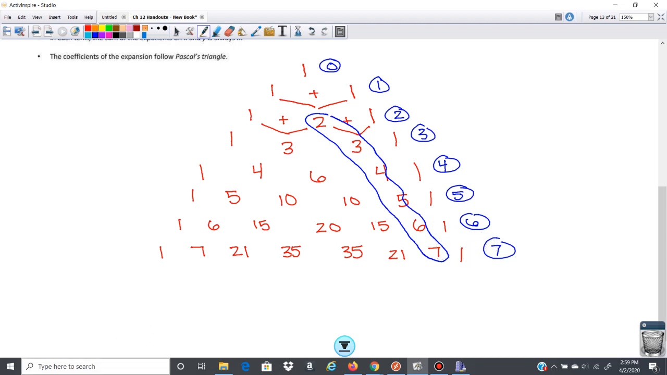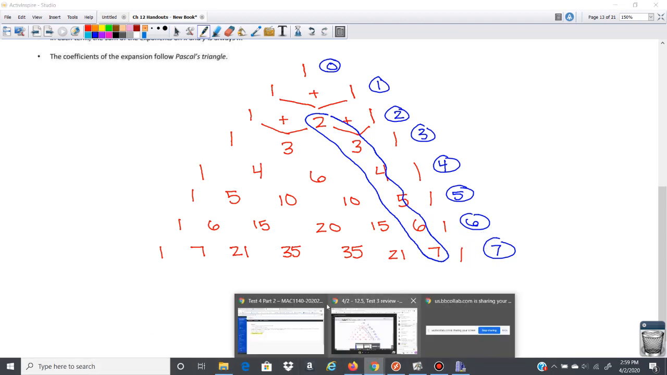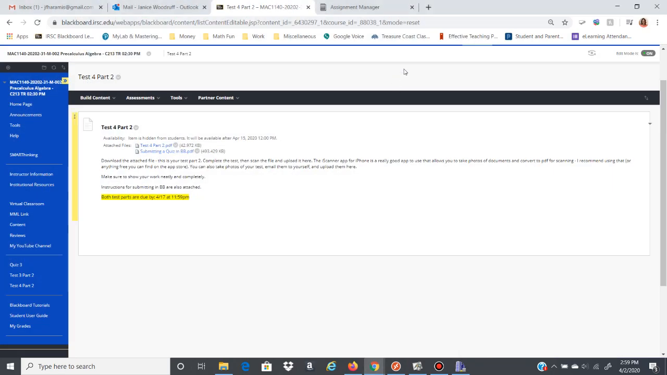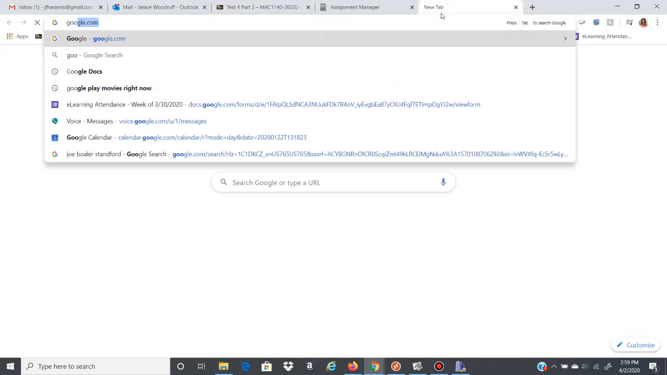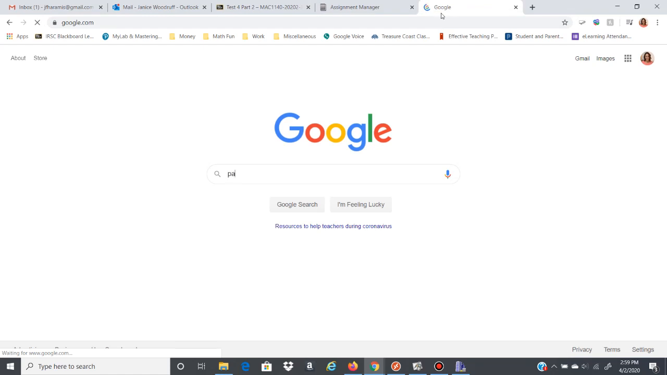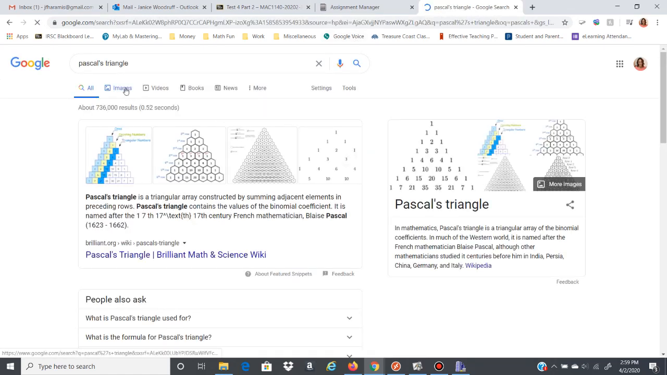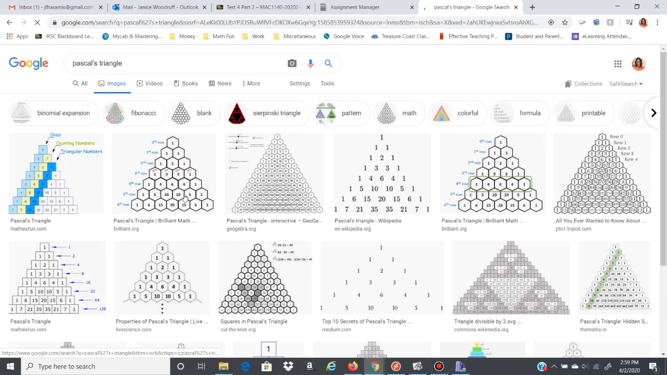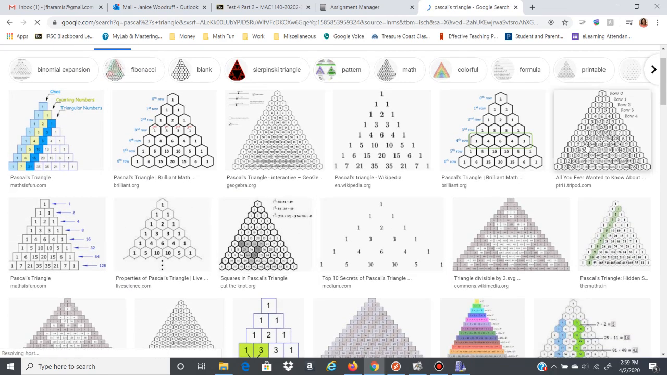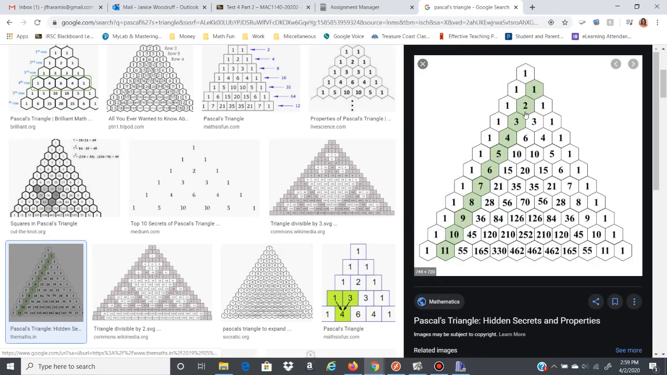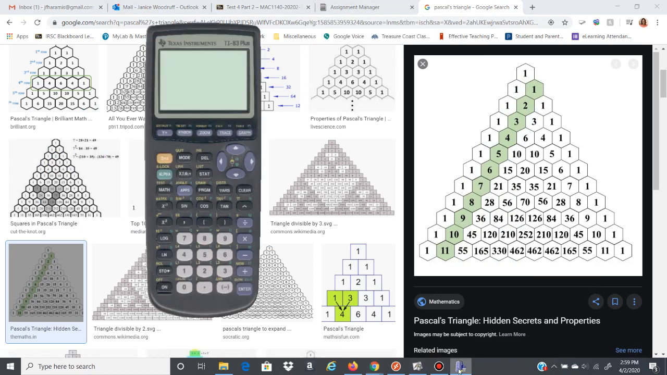But really what I would recommend doing, and we're going to pull something up here, is I would just go in Google and type in Pascal's triangle and go to images, and I'd find one that I like and use that. So I think this one is a good one. It gives you 11 rows here. So we're going to copy that because we're going to use that when we go through some problems.